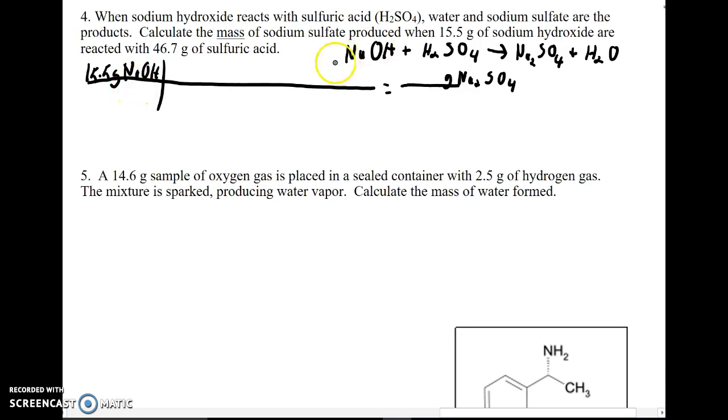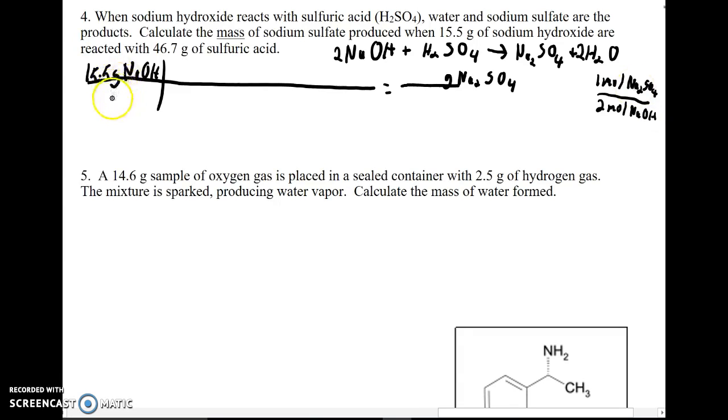Oops, but I have to balance my equation first, right? So I have a chemical equation, but it's not balanced. I have 2 sodiums here. I have 1 here, so I'll put a coefficient of 2 in front of that. And now I have to put a 2 over here in front of my water. And now it's balanced. So I have 1 mole of Na2SO4 right here. And I have 2 moles of NaOH.